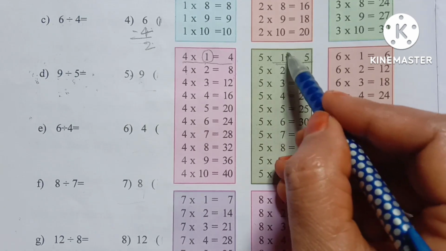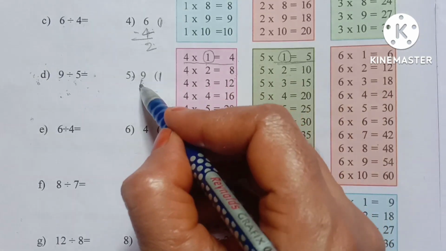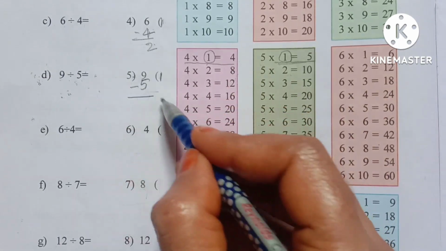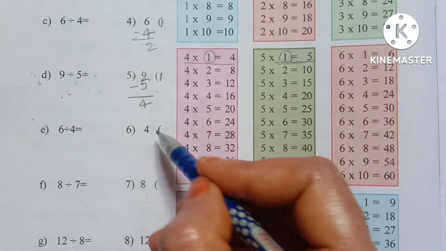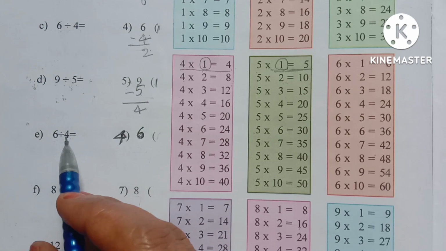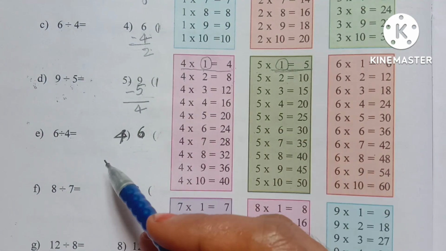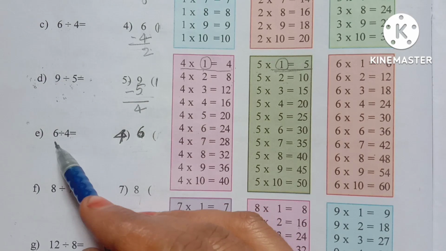So write 1 in the quotient's place and write 5 under 5. Then subtract 5 from 9, we get 4. The remainder is 4. Next, E, 6 divided by 4. Here we have to observe the 4 table till we get the number nearly 6.